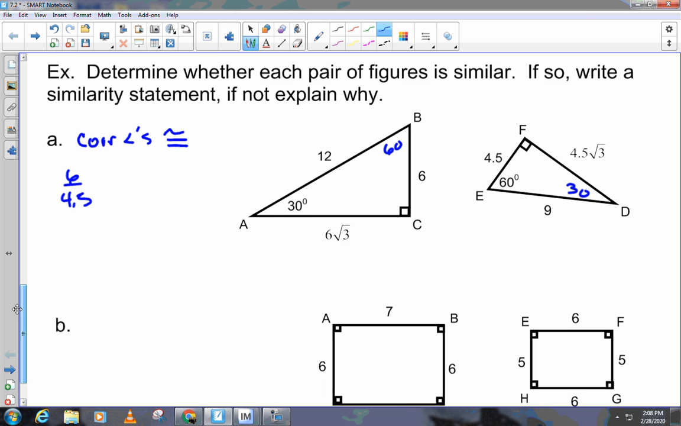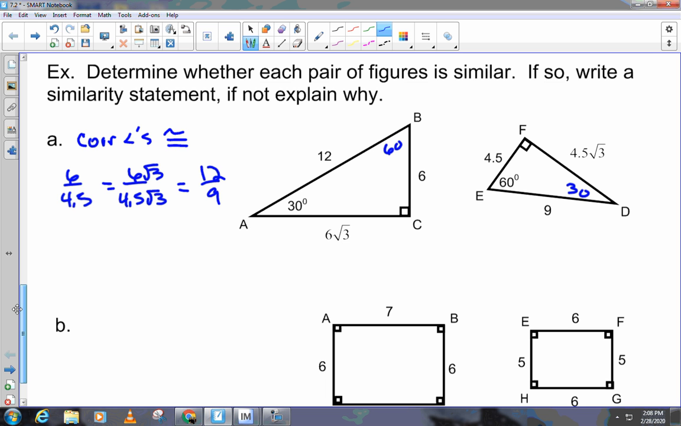Then I would do my 60. It's across from the 6 radical 3, and this is across from the 4.5 radical 3. So that would be 6 radical 3 is to 4.5 radical 3. And then I would look at the 90, 12 and 9. Okay. Now, I've set them up.